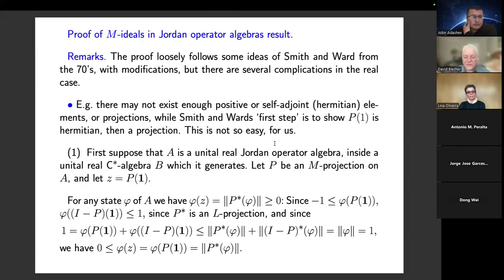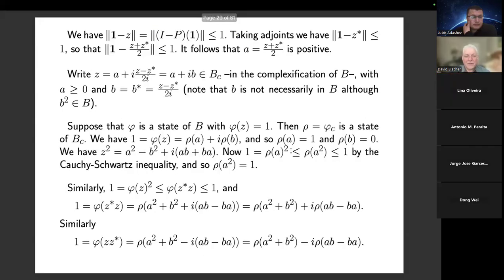Okay, so I was at the bottom of that screen, and so the norm of 1 minus z is less than 1, and taking adjoints, we have this formula, and it follows that this element is positive. Now, so far this all makes sense in the complex and the real case, but the next step would not make sense in the algebra in the real case, and so the trick here is now we have to move to the complexification.